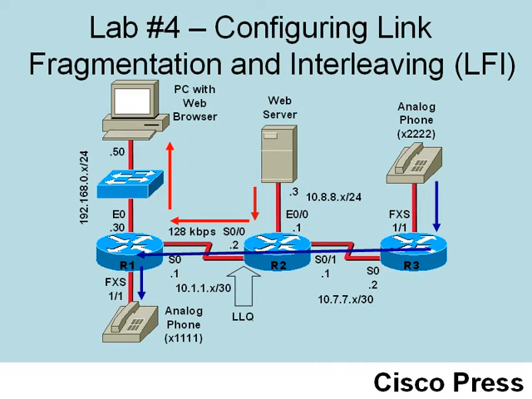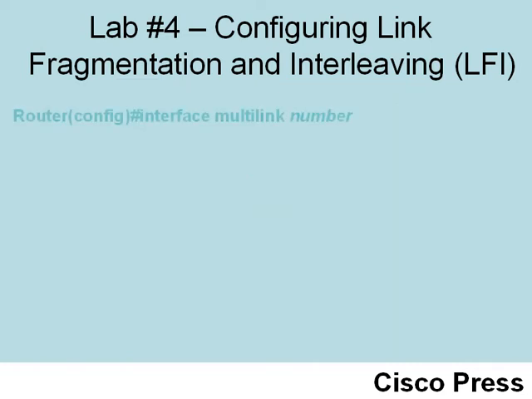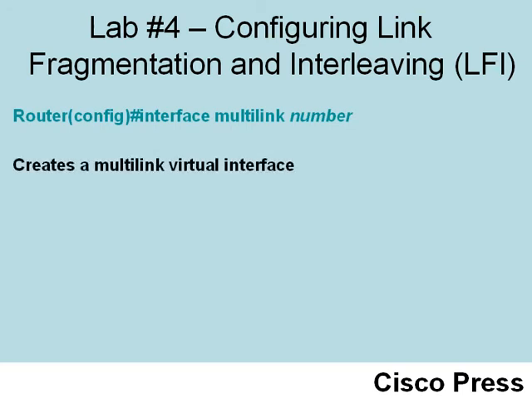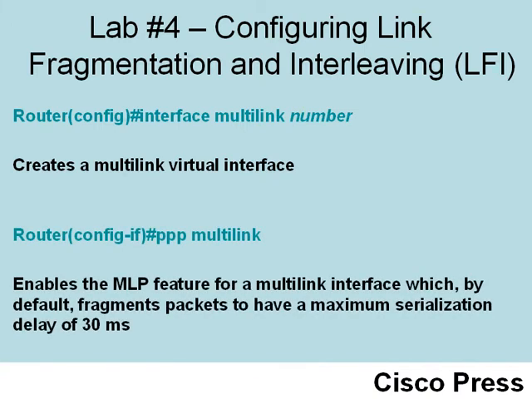Let's take a look at the syntax we're going to use. First, we are going to create a virtual interface, a multilink interface. We specify a multilink number. This puts us into interface configuration mode for this virtual multilink interface. Once we're in interface configuration mode, we say ppp multilink. And like we were saying, by its very nature, multilink PPP does fragmentation.